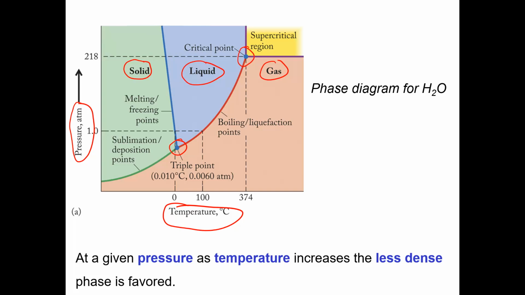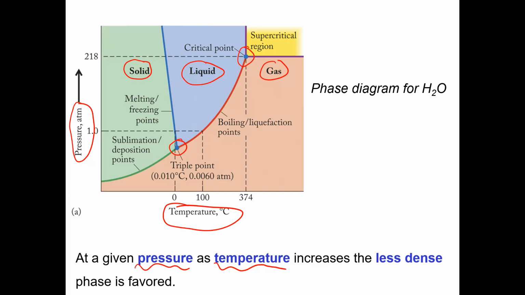So, what do all these lines mean? What are these special points? And how do we read the phase diagram? The first thing that we want to note is that if we increase the pressure on a sample of matter, we're going to make it a little bit more dense. And if we increase the temperature of a sample of matter, we're going to make the particles move more.